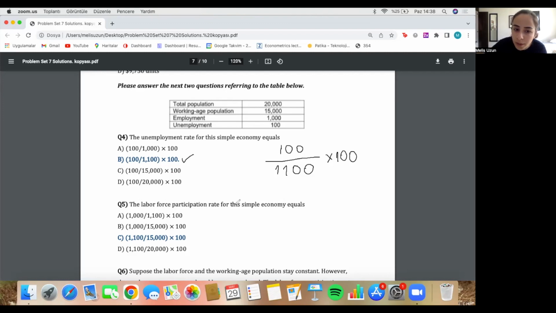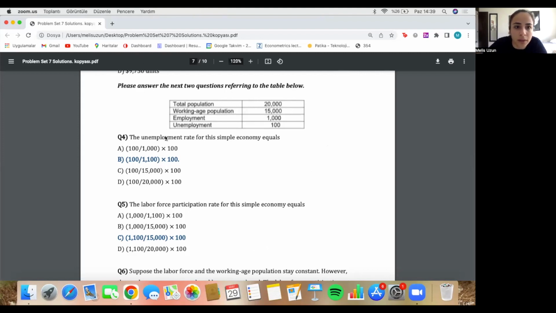The labor force participation rate for this economy is equal to... So how do we calculate it? We divide the labor force by the working age population, which is here. So we will do this calculation. I'm writing so ugly. So this is how we calculate the labor force participation rate.